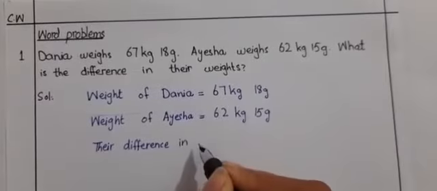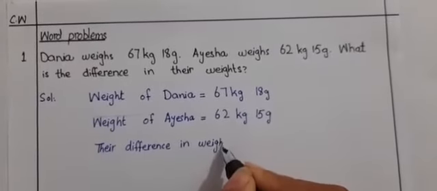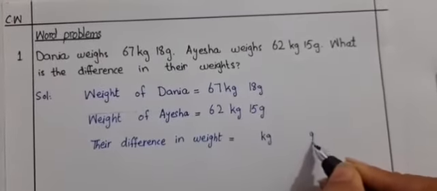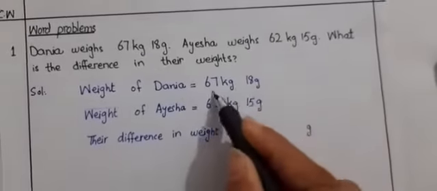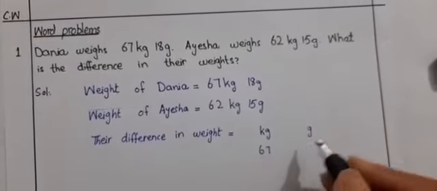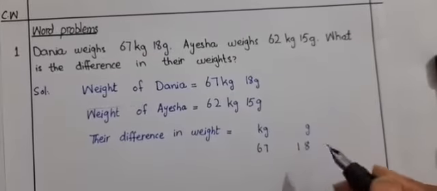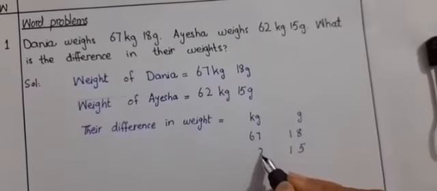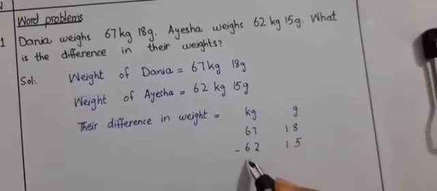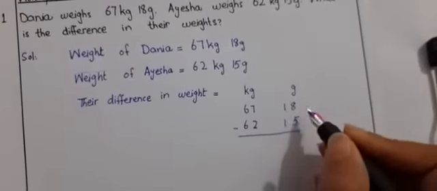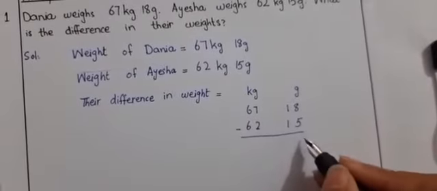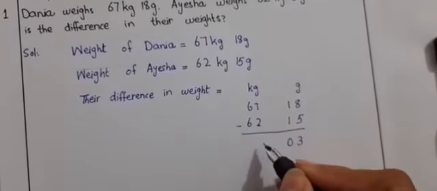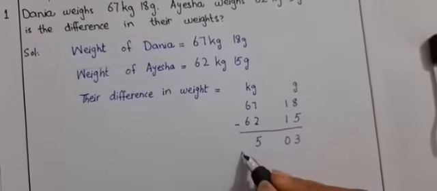Difference in weight would be, it will be equals to, we will write kg and grams as we have done in the addition and subtraction of questions. The first statement is 67 and here it is 18. In the next statement it is 15, 5 under 8, 1 under 1, 2 under 7, 6 under 6, and we have to subtract them. So 8 minus 5 is 3, 1 minus 1 is 0, 7 minus 2 is 5, 6 minus 6 is 0.